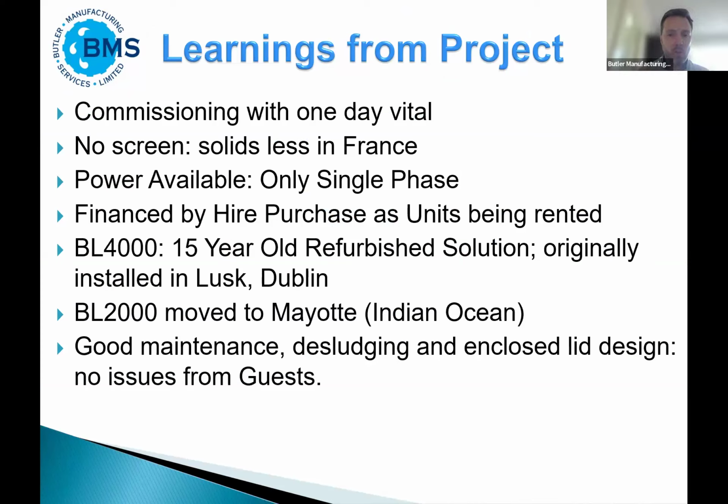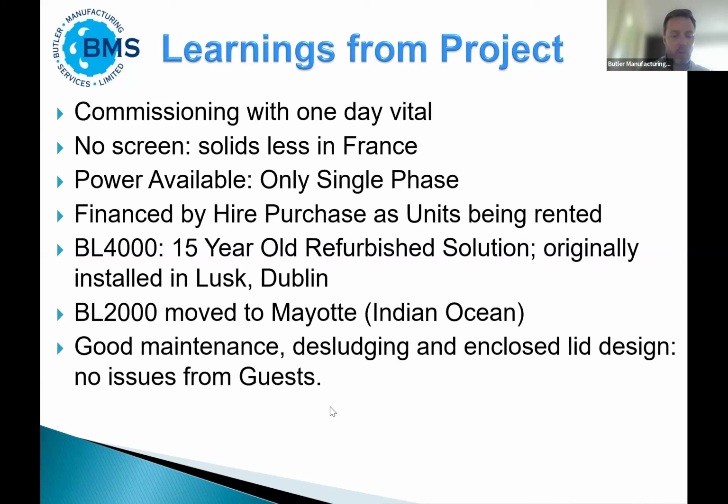There's less solids in France, so no screen was required. And the financing was by hire purchase. And this was a 15-year-old plant that we refurbished and put back into place.